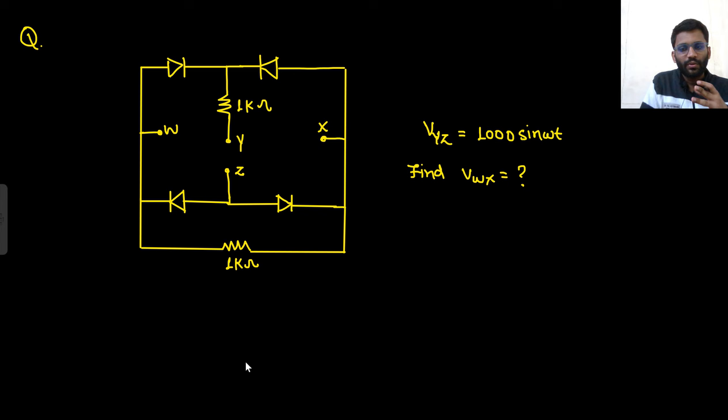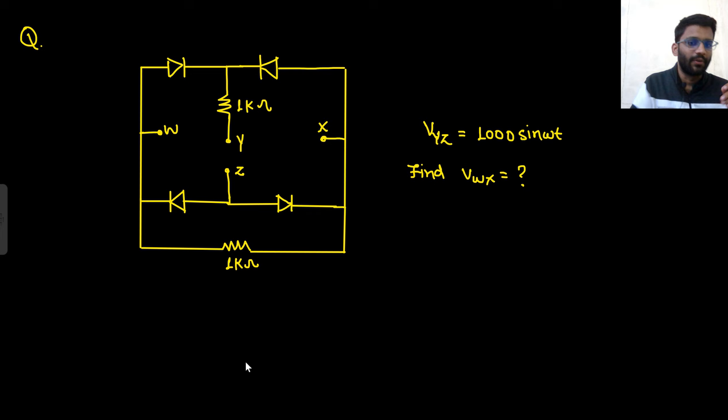Although this was asked in GATE, and everyone gets the correct answer for this, they teach the wrong concept here. What is the wrong concept? That I will tell you. 90% of the students who studied analog electronics deeply, or who have studied analog electronics from anyone, will get the correct answer here. VWX will be zero, but there will be one wrong concept that I will tell you. Okay, so let's check this out.